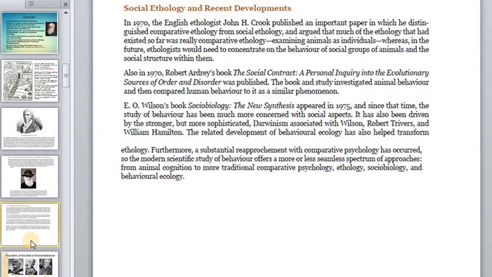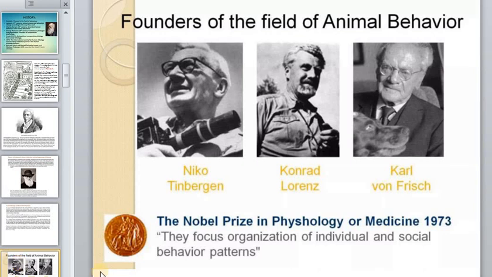So, social ethology and developments. The English ethologist Cook published an important paper in which he discussed comparative ethology versus social ethology. He claimed that much of the ethology that had existed so far was really comparative ethology, examining animals as individuals, whereas in the future, ethologists would need to concentrate on the behavior of social groups of animals and the social structure within them. And here we see the founders of the field of animal behavior and the Nobel Prize in Physiology or Medicine.